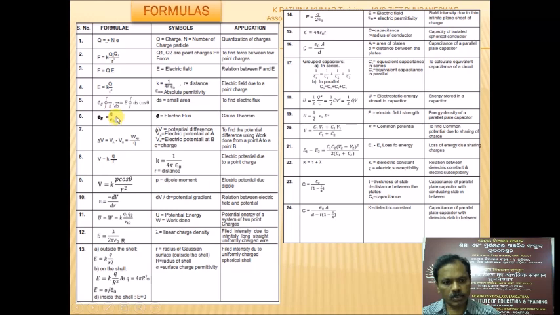As per the Gauss theorem, flux is equal to Q by epsilon naught, electric flux, Gauss theorem. And there will be a change in potential, that is potential difference, work done by charge, to find the potential difference using work done. And potential is equal to kq by r, the electric potential due to a point charge. And for dipole moment p, the potential V is equal to k into p cos theta by r square. p is called dipole moment.